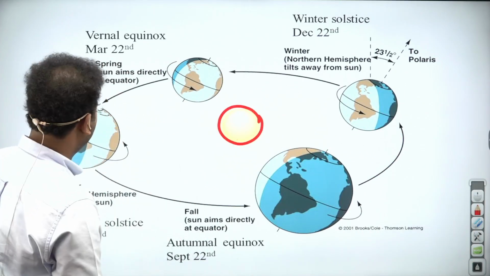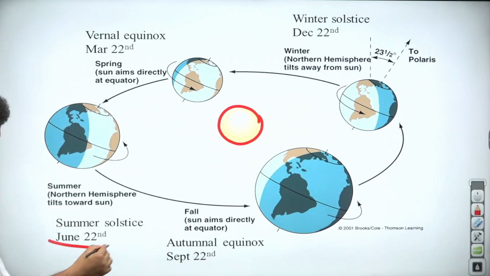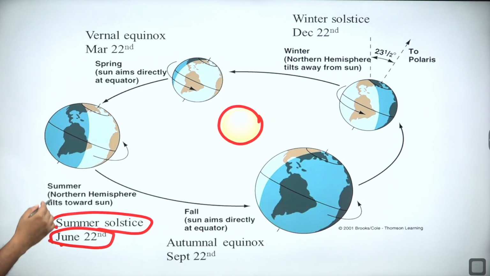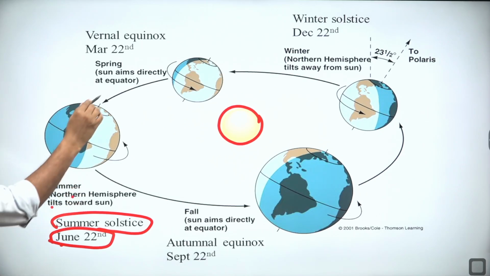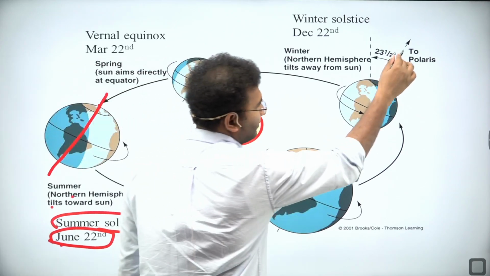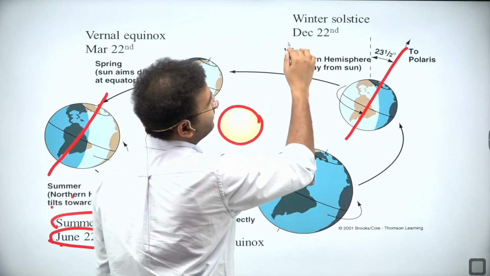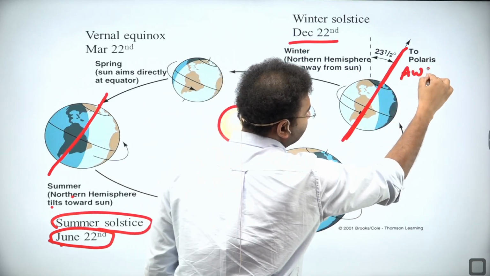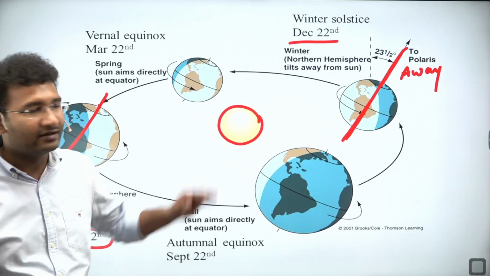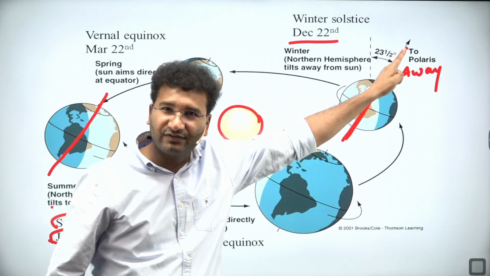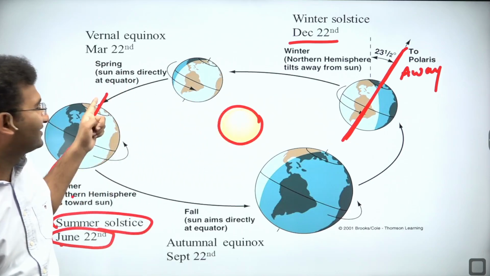If this is the sun and this is June 22nd, we will call it the summer solstice, and it is summer in the northern hemisphere and the tilt is towards the sun. That means the axial tilt is towards the sun, and if you go exactly 6 months away, December 22nd, the axial tilt is away from the sun. The North Pole axis is away from the sun. Yes, this is towards the sun.